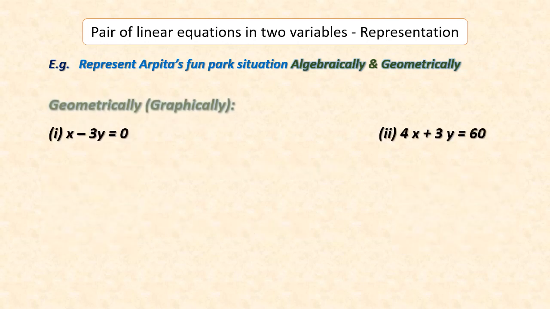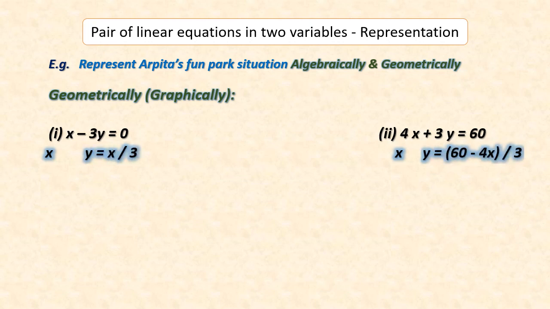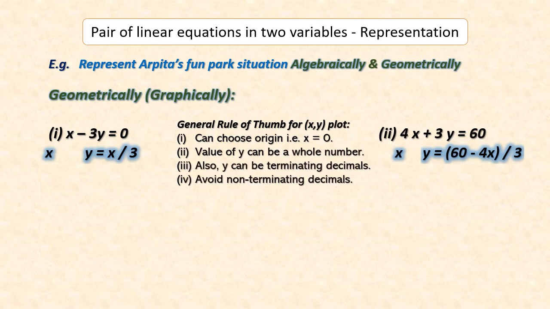Geometrically, for plotting each of these equations, we need at least 2 points or solutions. Let us take some random points or solutions for plotting these lines. Here, both the variables need to be positive whole numbers as each represents a count. We can choose a random value of x, that gives a value of y. Then, we plot the points on an xy graph and connect them in sequence with a line. We can even choose 0 for one variable, to get the other variable. As a general rule of thumb, the idea is to avoid non-terminating decimal values for ease of plotting.